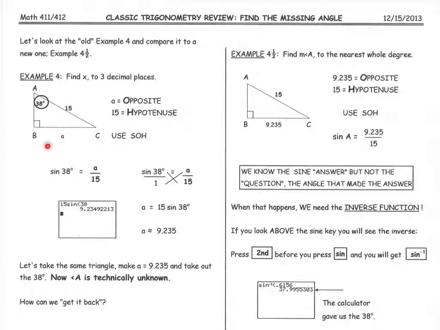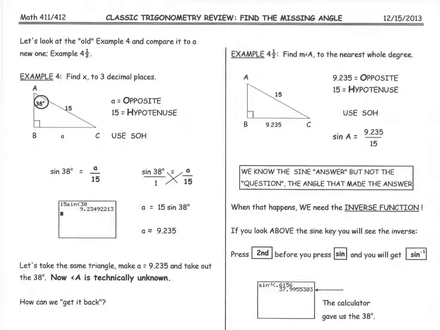But what if we knew that this side was 9.235 and we knew that this side was 15? Of course, we could find this side with a squared plus b squared equals c squared. But what about finding this angle if it wasn't here? What if we knew this side and this side, but we didn't know this angle at all? How could we get it back?